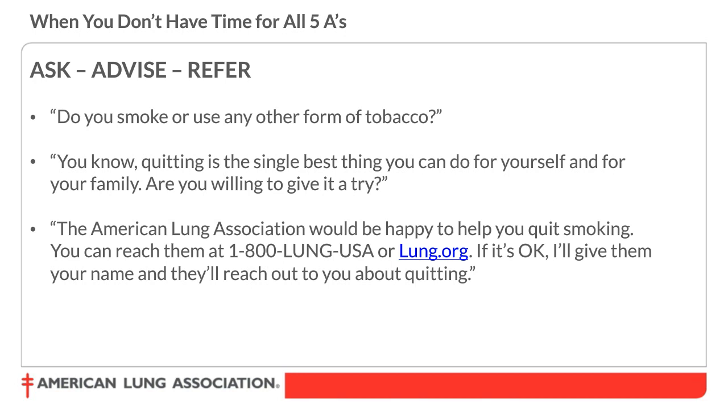The refer. The American Lung Association would be happy to help you quit smoking. You can reach them at 1-800-LUNG-USA or lung.org. If it's okay, I'll give them your name and they'll reach out to you about quitting.